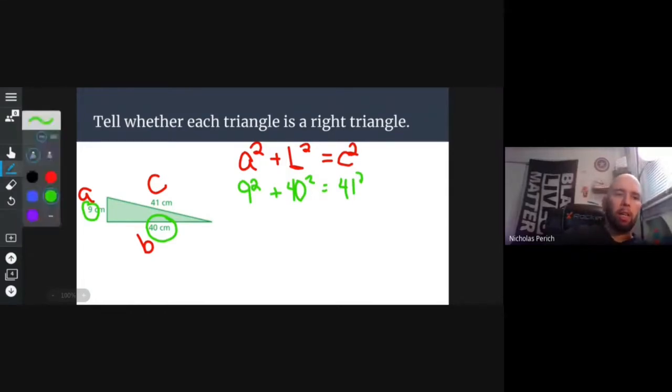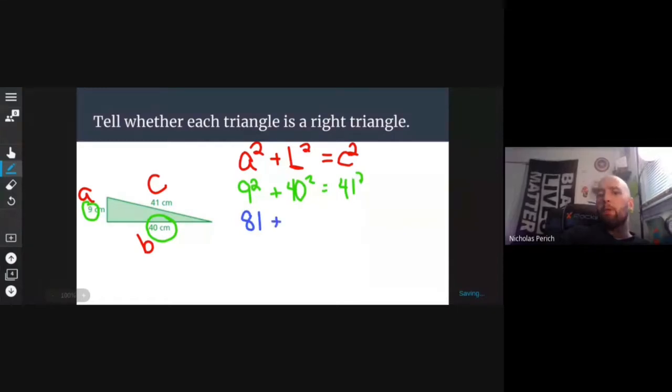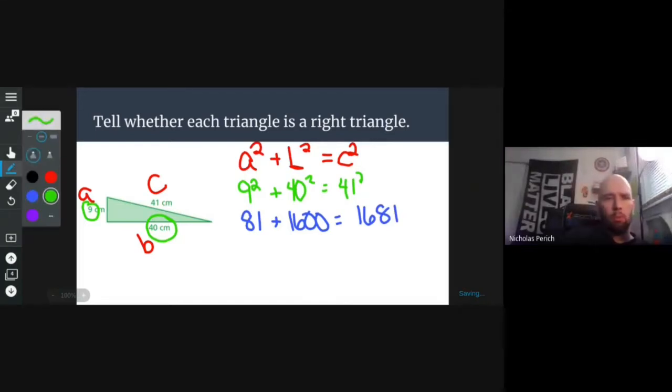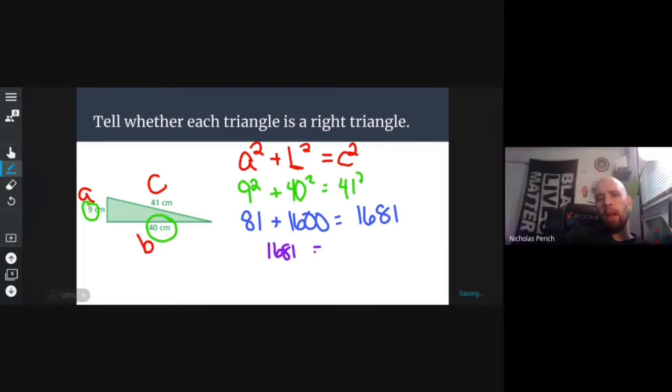9 squared is 81. 4 squared is 16, so 40 squared is 16 with 2 zeros attached to it. 41 squared. 41 raised to the second power is 1,681. So 81 plus 1,600 is 1,681. That equals on the right side 1,681.